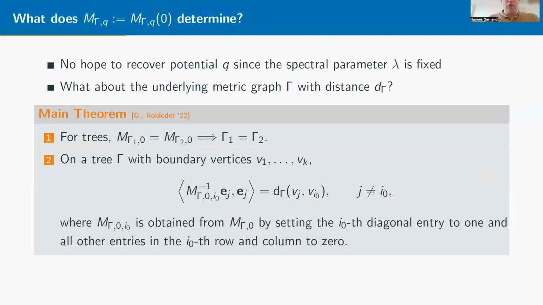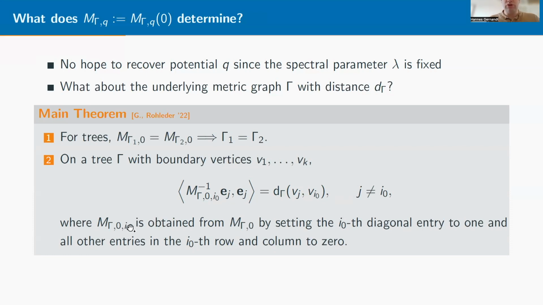And even more, we have a particular formula. So if we have a tree with boundary vertices, that means the vertices which have degree 1, then we have this formula here. Here we have some technical expression, but this is just the distance between two boundary vertices. So we have boundary vertex Vj and Vi naught, and this distance is now determined by the Dirichlet-Neumann map, but it's not the Dirichlet-Neumann map itself, it's some modification of it.